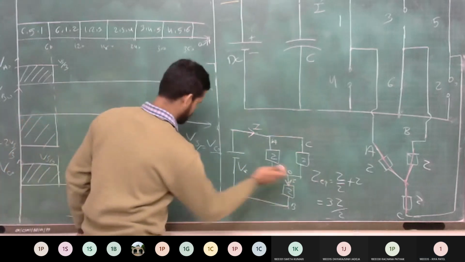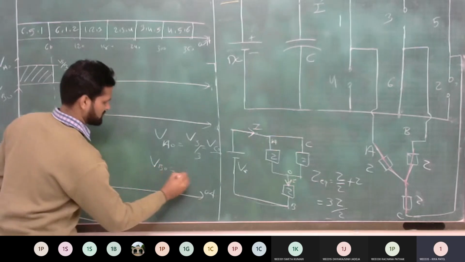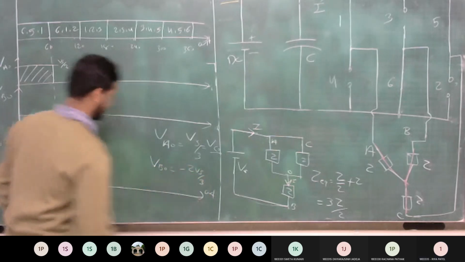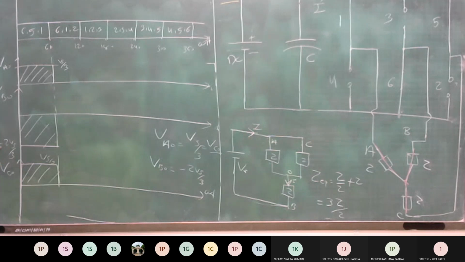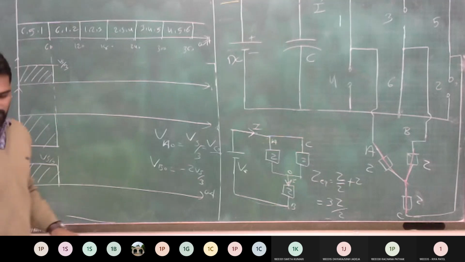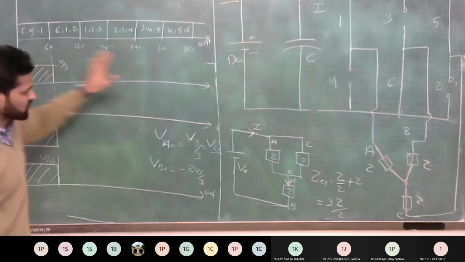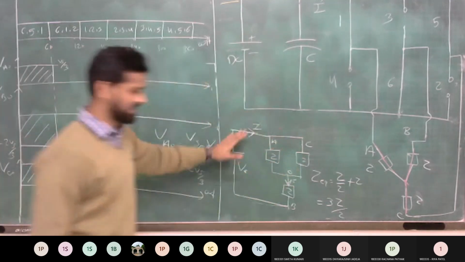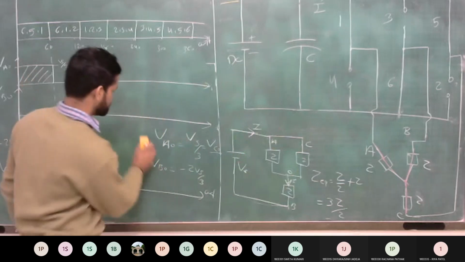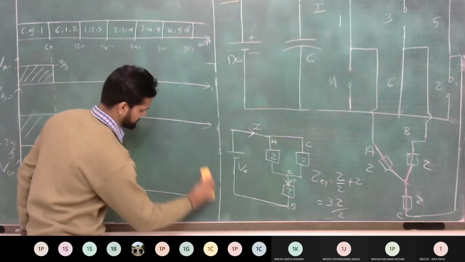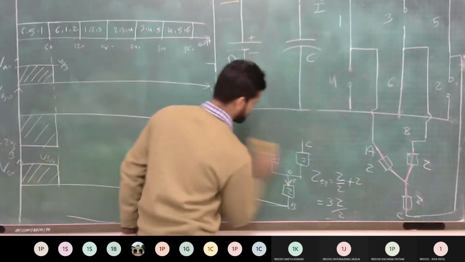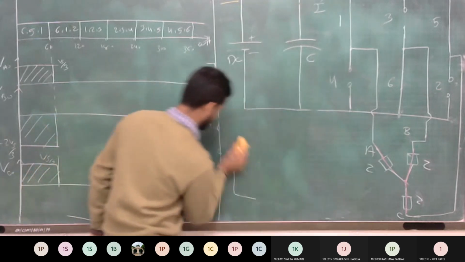Then what is VBO? Minus 2 Vs by 3. You can see here I already drew the waveform of VBO, that is minus 2 Vs by 3, and VAO and VCO, that is plus Vs by 3. That is only for the first interval. In the same way, for the next 5 intervals, draw the equivalent circuit like this and calculate the values of all these phase voltages.